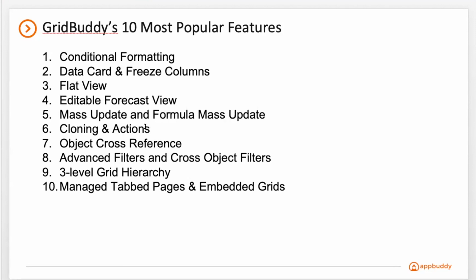Mass update, very straightforward. You can update multiple records in one window with one click. You can clone within GridBuddy, cloning your records. You can add actions to your grids, which allow you to take custom action on a record or on a batch or mass group of records directly from your grid. So you don't have to navigate away to one of your detail pages or wherever you've built your custom buttons.